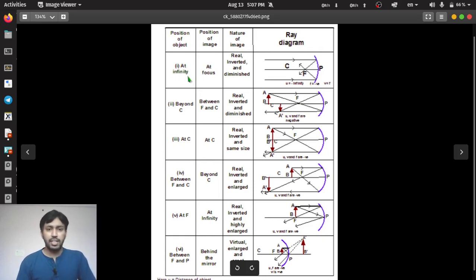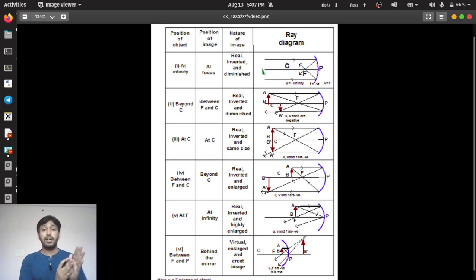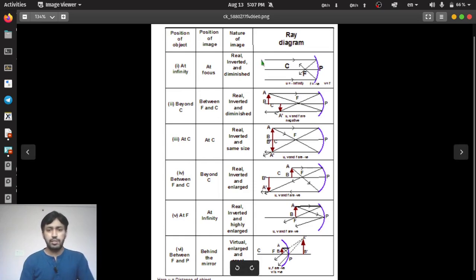So first of all, at infinity, that means suppose here this is the concave mirror, and the object is very much far away from the mirror. So what will happen? The parallel rays will come like this, paraxial rays. After reflection, it will go through the focus. So the image will be at focus. So you can see position of the image is at focus. And what will be the nature? Basically, nature will be real, inverted and diminished.